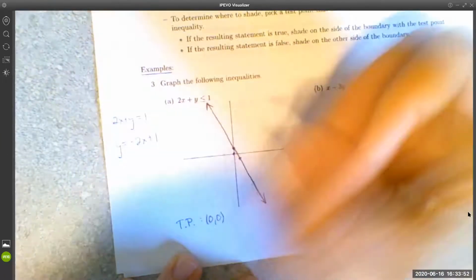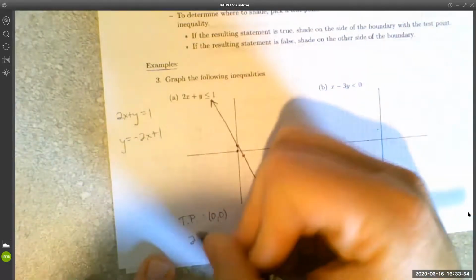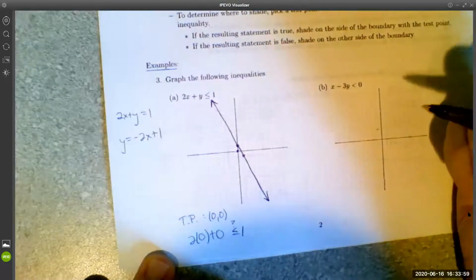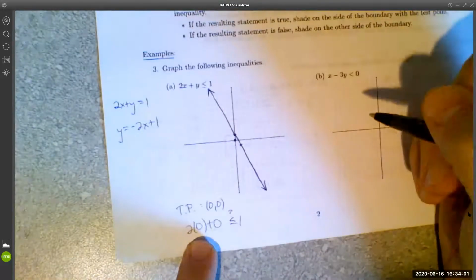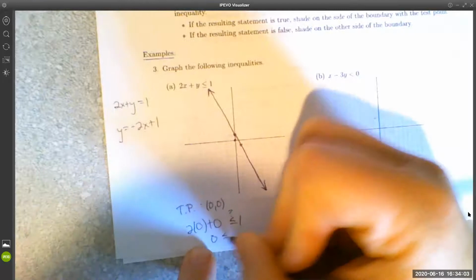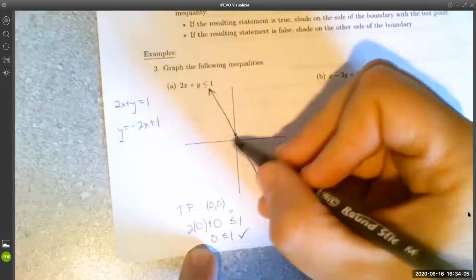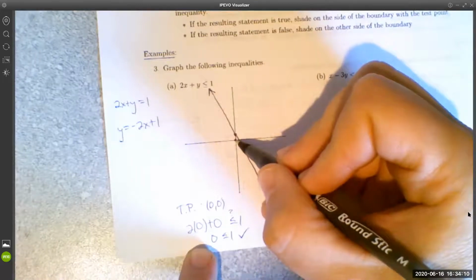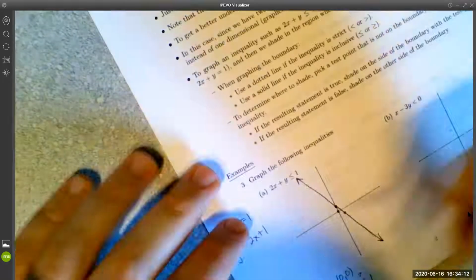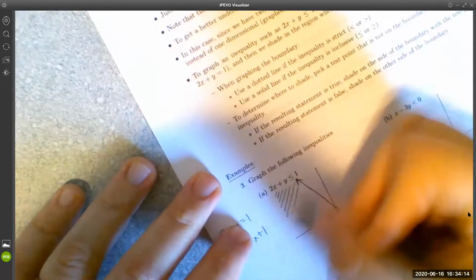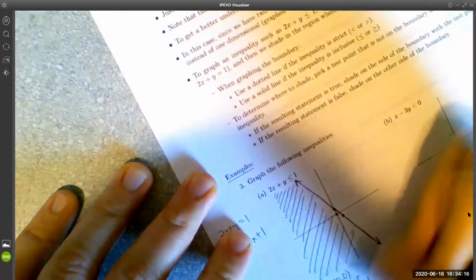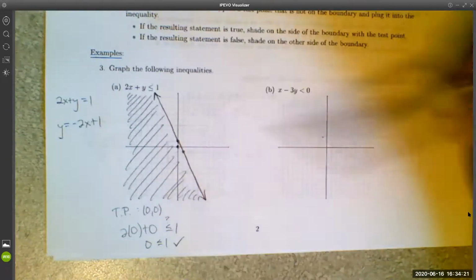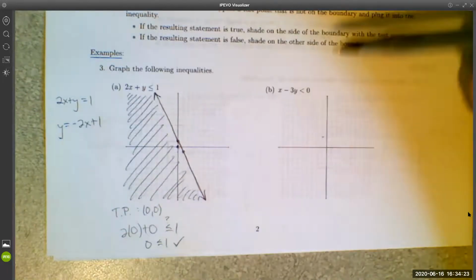0, 0. If I plug that into the inequality, I get 2 times 0 plus 0 is less than or equal to 1. I want to know if that's true. Well, 2 times 0 is 0, and 0 plus 0 is 0. 0 is less than or equal to 1. That's true. So since I got a true statement when I plugged in this test point, that tells me I'm going to shade on this side of the line where the test point was. Okay, and that's what the graph of that inequality would look like.